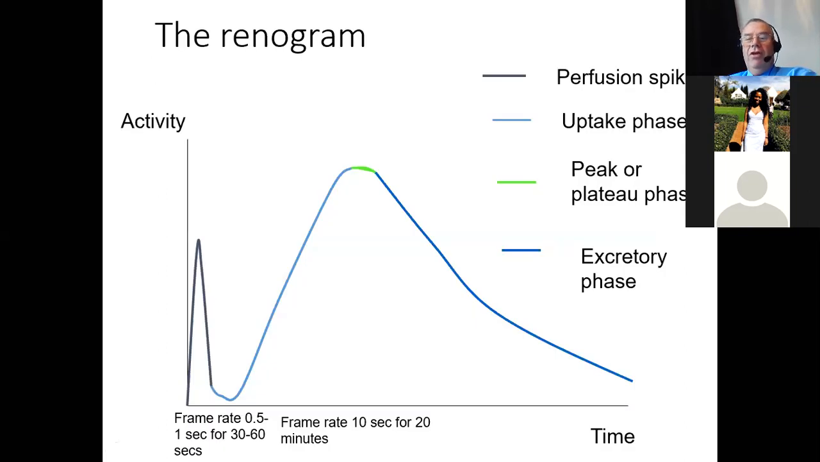If we look at the renogram in more detail in the sort of cartoon here, you might see a perfusion spike early on. For that, you need a very rapid frame rate of about 0.5 to 1 seconds, for about 30 to 60 seconds. Then for most of the time, we use a 10-second frame rate for about 20 minutes, and you'll see an uptake phase, a plateau phase, sometimes called peak, and an excretory phase. So you get these 3 phases, and that's what we see on the normal renogram.